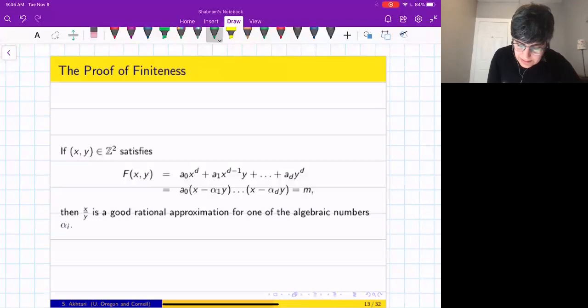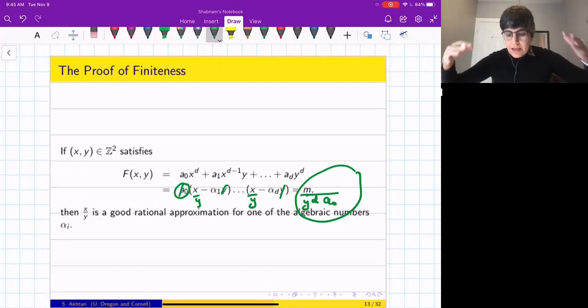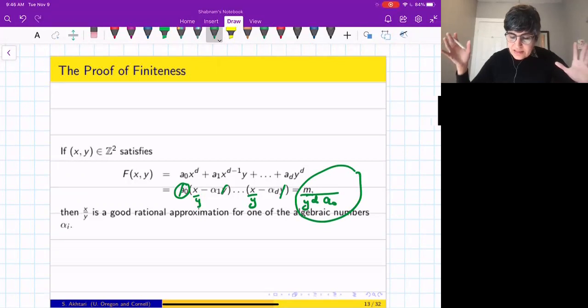What happens here is that you can divide both sides, for example, by y to the degree, and these are all going to become x over y minus alpha i. Let me move this a naught also down here, right? And on the right hand side you have a bounded, small thing: your fixed integer m divided by a naught. If y is 0, you quickly solve this, but we can assume y is not 0. What you have on the right hand side is a small bounded quantity.